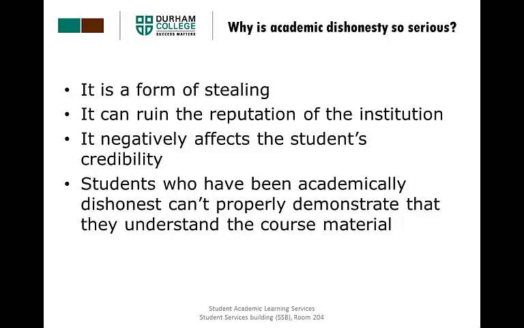And when you've been academically dishonest, you're not demonstrating that you understand the course material, and that's key in order to get your diploma or certificate at the end of your studies, making sure that you can properly demonstrate the skill set that's required. And if you've been academically dishonest, if you've cheated in some way, then you're not demonstrating that you properly understand the material.